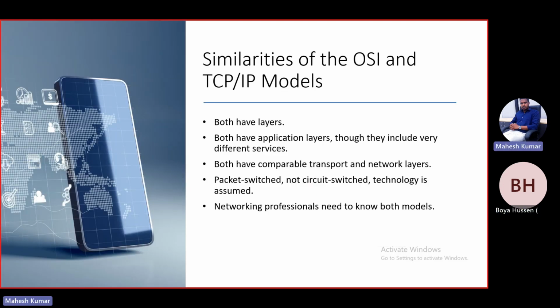Similarities of the OSI and the TCP/IP model. Both have layers. Both have an application layer, though they include very different services. Both have comparable transport and network layers. Packet switch, not circuit switch technology is assumed. Networking professionals need to know both models. What is the meaning of this? Both have layers. OSI has 7 layers, TCP/IP has 4 layers. Both have an application layer, though they include very different services. In OSI they give different services, and in TCP/IP they have different services.